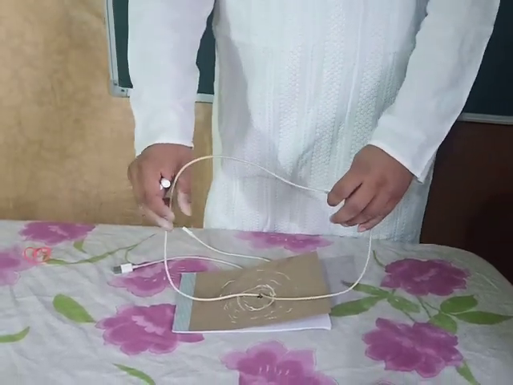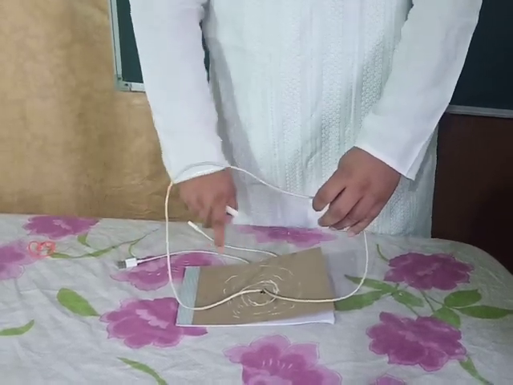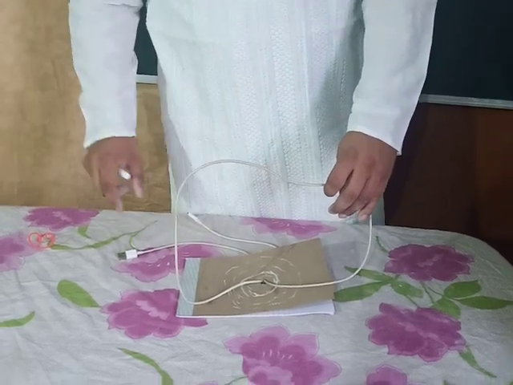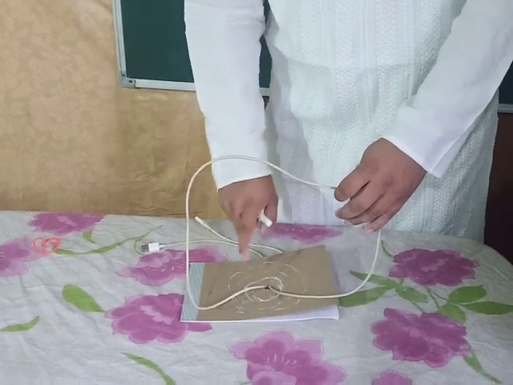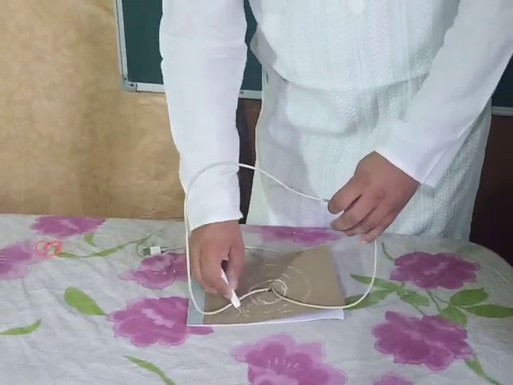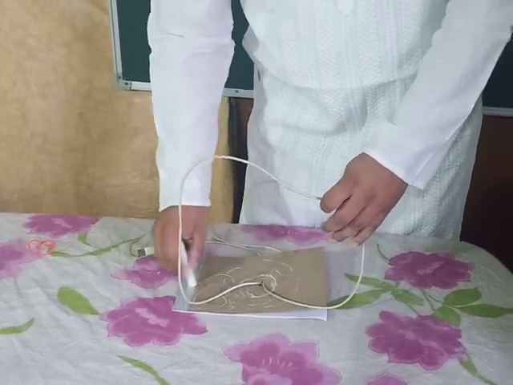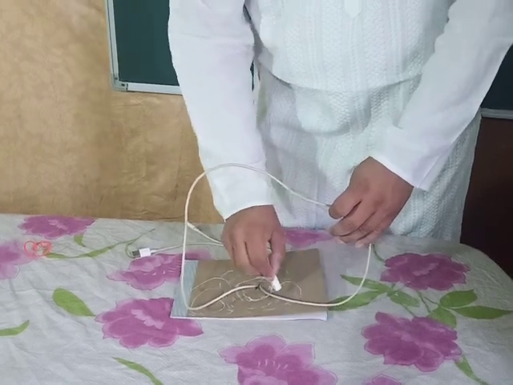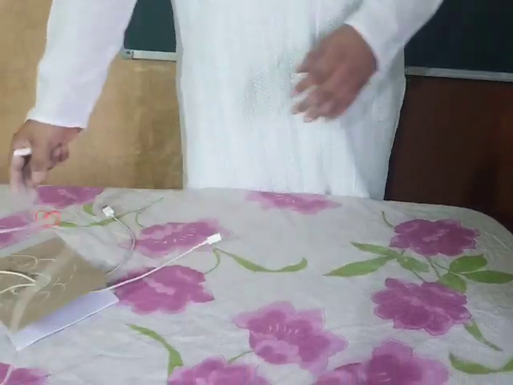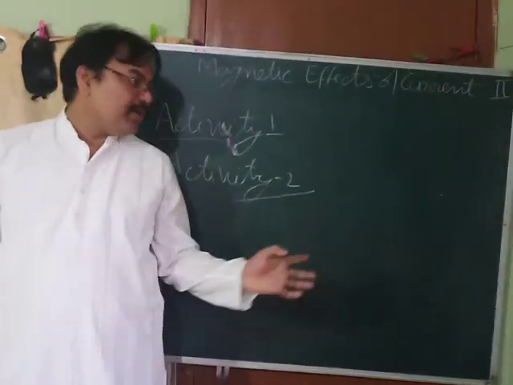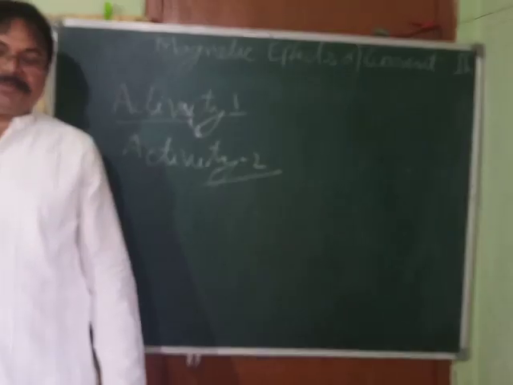As you sprinkle iron filings and the battery is not connected, you tap this, and you will find the iron filings remain as they are. And once you connect the battery or cell, current starts flowing. Then when you tap, you will find they get arranged like this, in concentric circles around this as well as around this also. This indicates the pattern of magnetic field lines which we have already drawn. So these were the two activities which are there in your syllabus, okay.